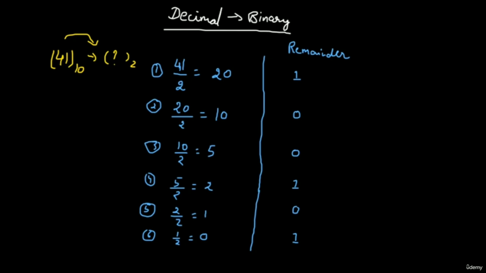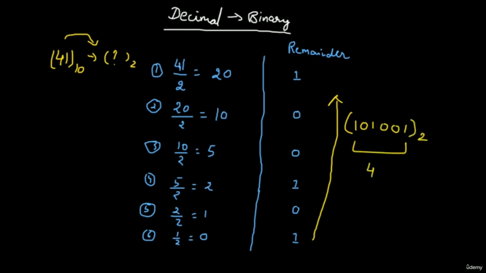So the answer will be in the opposite direction. That you have to remember, right? Okay, so how are we going to write this answer? We are going to write this answer as 1 0 1 0 0 1. This is our 41 in the decimal number system.